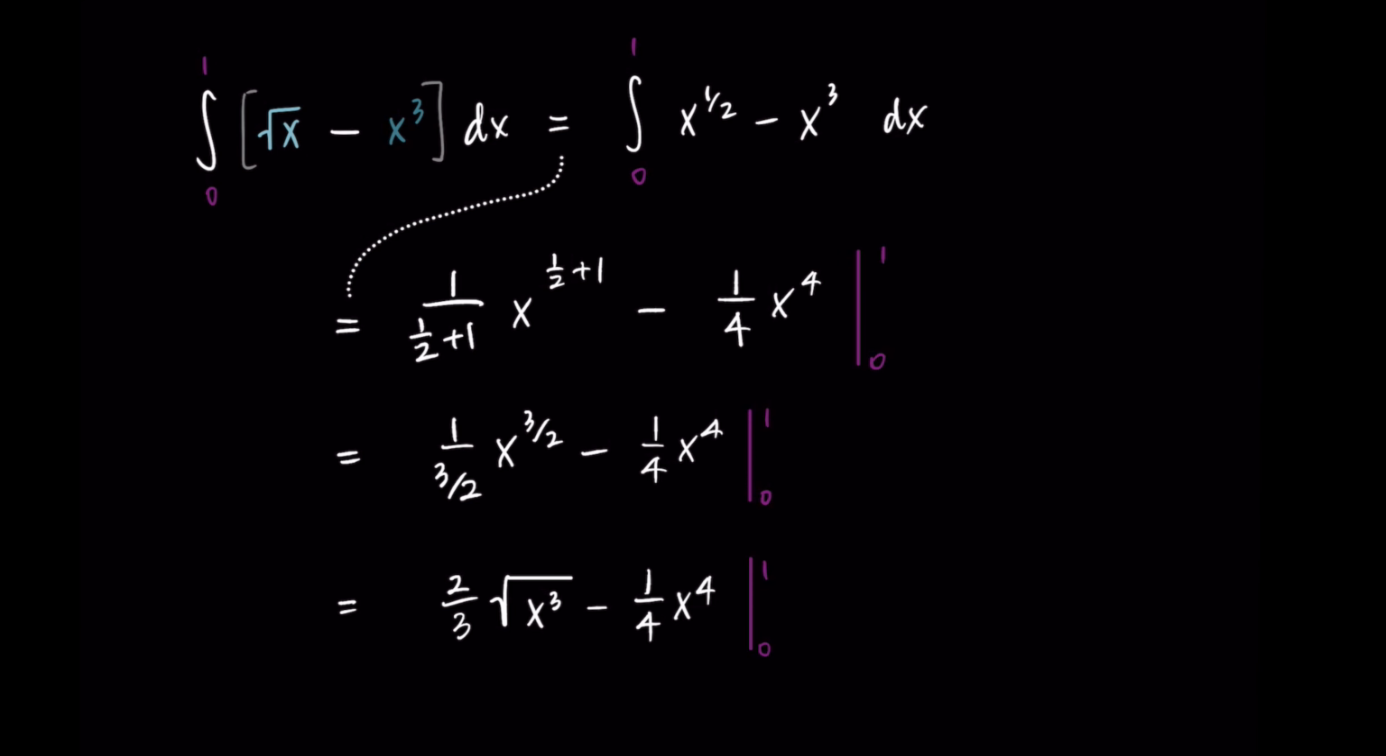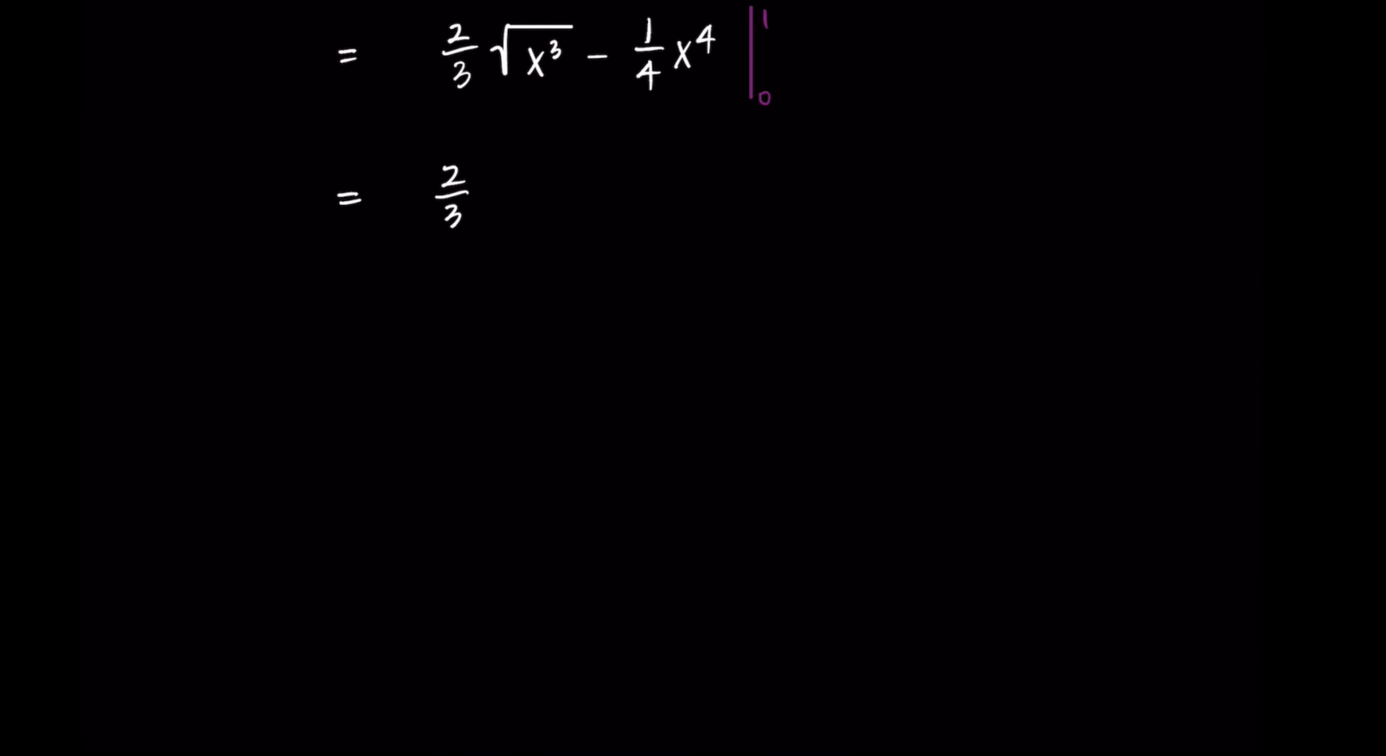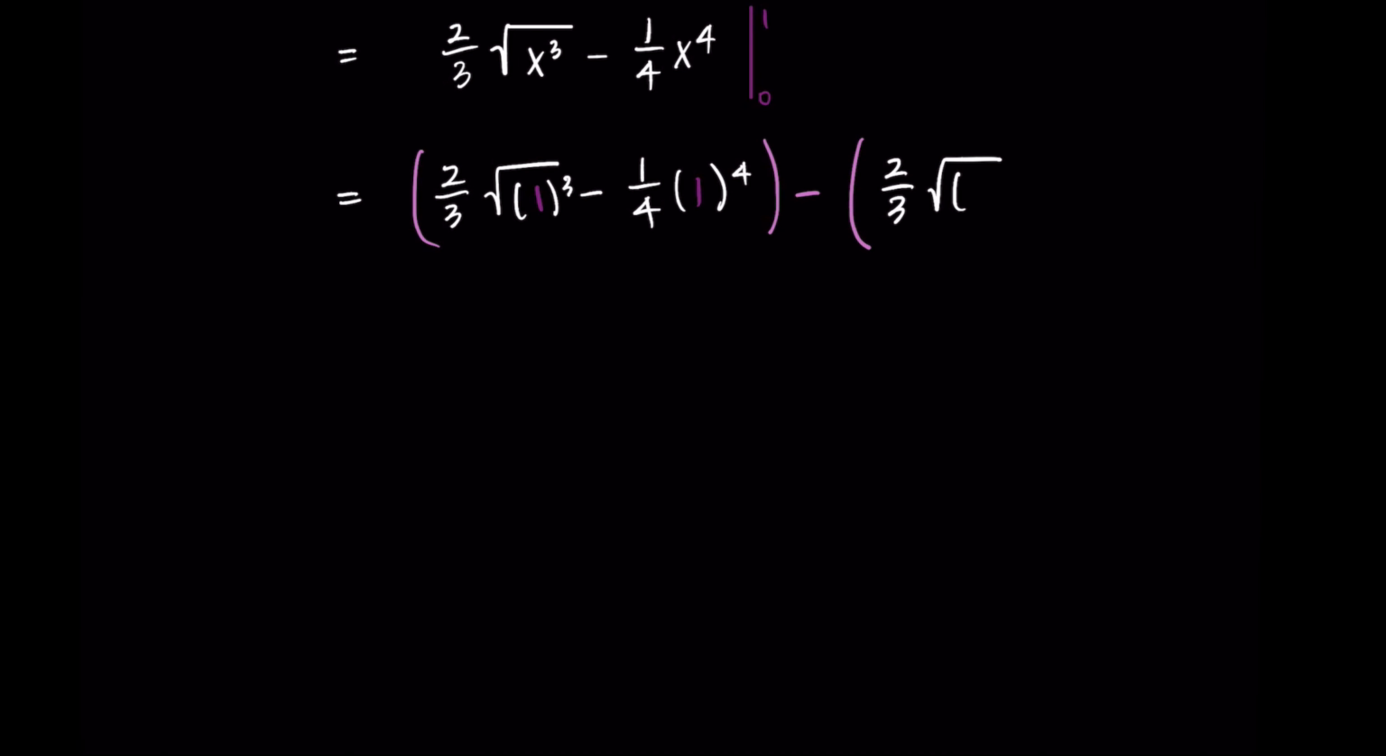So now I have 2/3 square root of x cubed minus 1/4 x to the 4th, and this is as simplified as I know how to get it before I can substitute in the bounds. So we go ahead and substitute in 1 for x, and then we'll subtract off the result of when we plug in 0 for x. So I have 2/3 times the square root of 1 cubed minus 1/4 times 1 to the 4th. Then I'll subtract 2/3 times the square root of 0 cubed minus 1/4 times 0 to the 4th. And we just need to simplify. Thankfully, these are just 1s and 0s, so it's pretty easy to do this algebra.